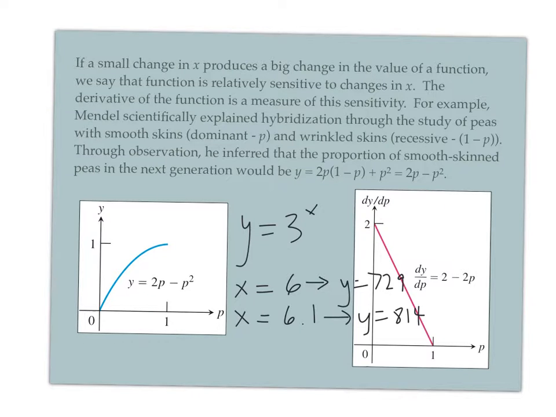Okay, it says, the hybridization through the study of peas with smooth skins and wrinkled skins. Is anyone taking bio? This is a bio thing. Yeah, this is a bio thing. I think it's at the end of the year, though, or the end of the course.